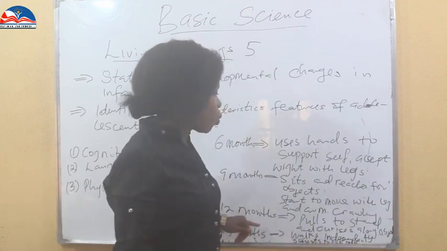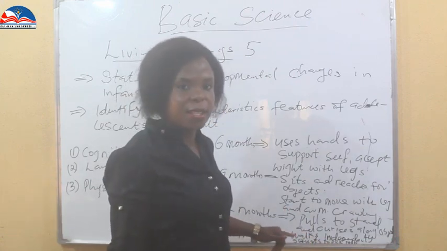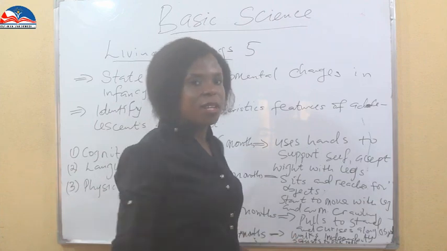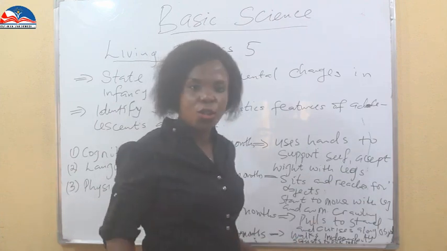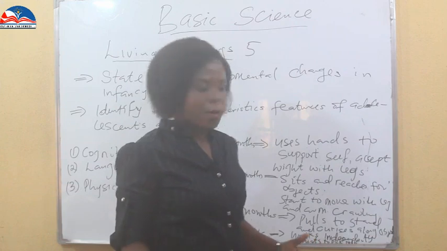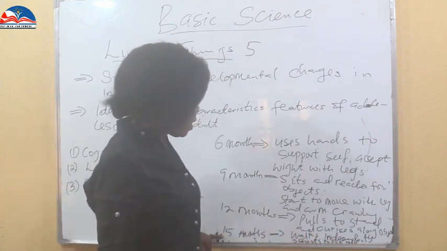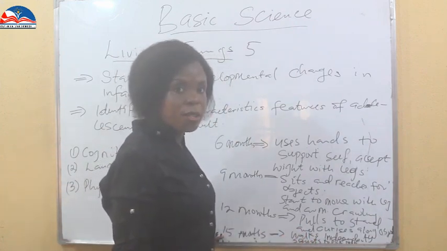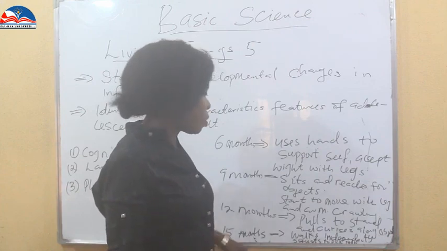So the child starts to crawl at this stage. It crawls to get objects. It crawls to get the attention of others. Now we get to the last one I'm going to talk on in the infancy stage, 15 months.